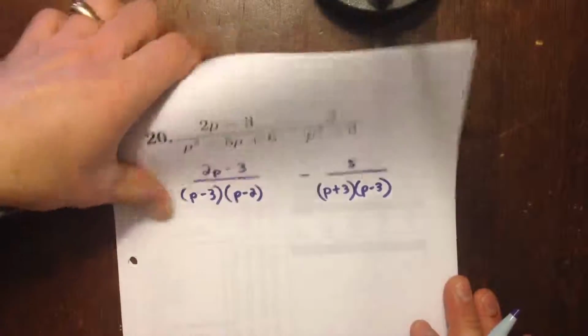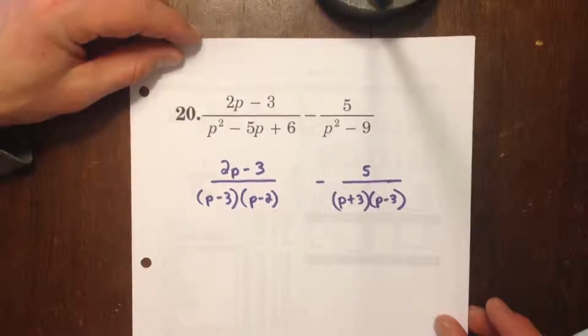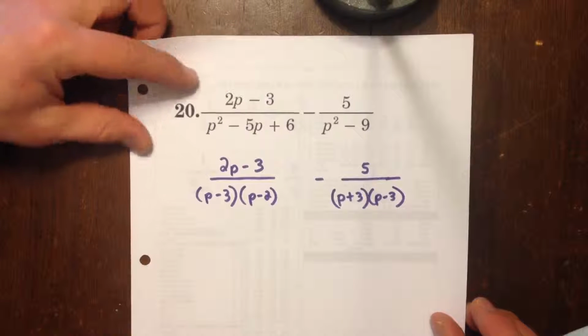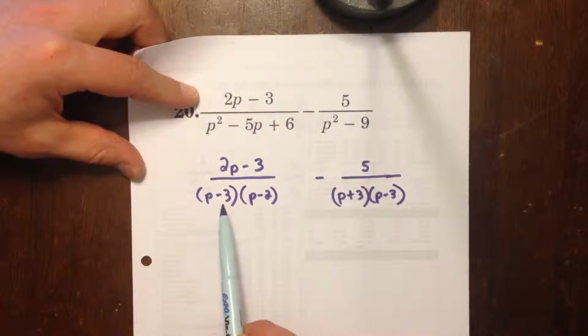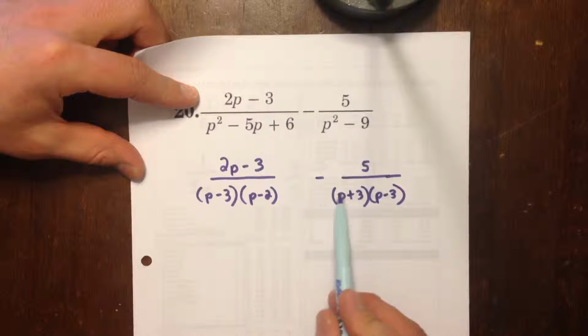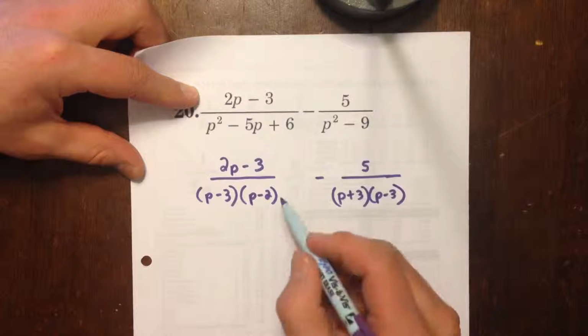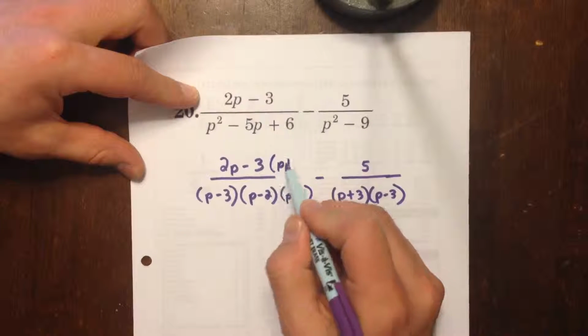And number 20. Alright, can you turn that down, please? Yeah. Alright, so when I look at this one, p minus 3, I have that one. But this one has a p plus 3 in it, this one doesn't. So I need to add that to the list.